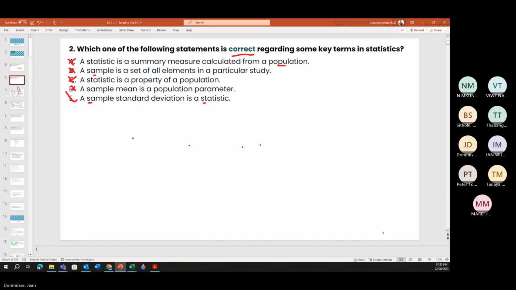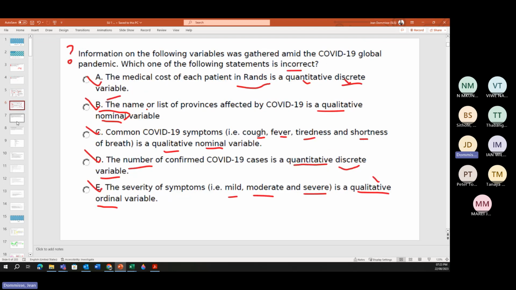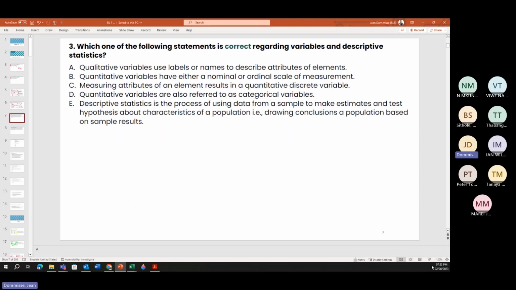Okay, we've done that. So let's do one more, and then we can stop for the evening. Which one of the following statements is correct regarding variables and descriptive stats? It might already be referring to study unit 2 in a sense, but let's see if it's mostly covered in study unit 1.